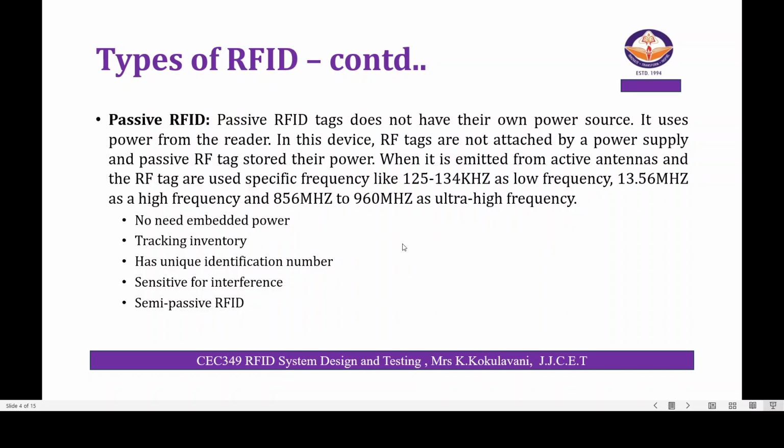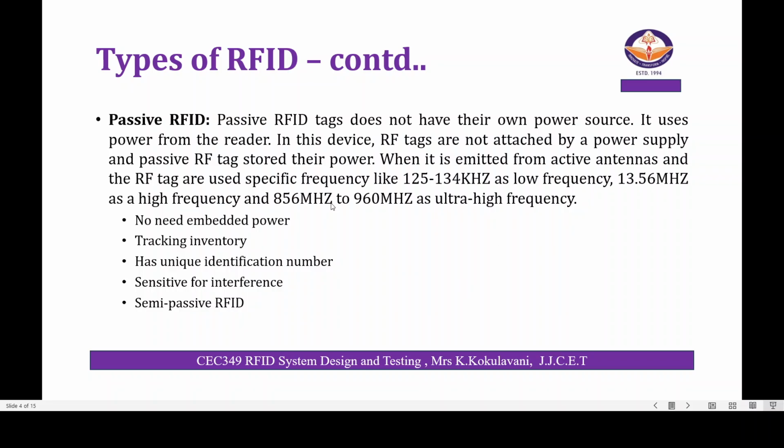In this, we are going to explain about passive RFID. Passive RFID tags do not have their own power source. They use power from the reader. In this device, RFID tags are not attached to a power supply, and a passive RF tag stores the power when it is emitted from active antennas. The RF tags use specific frequencies like 125 to 134 kHz as low frequency, 13.56 MHz as high frequency, and 856 MHz to 960 MHz as ultra high frequencies.